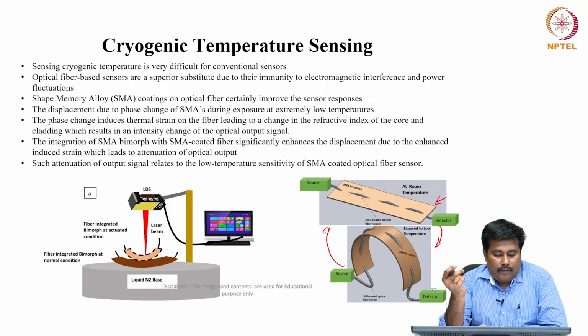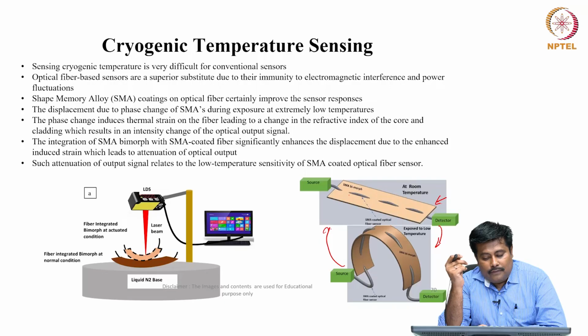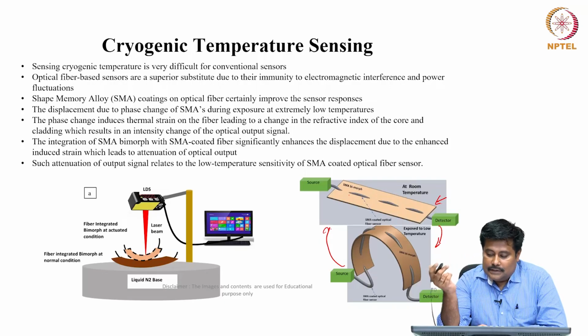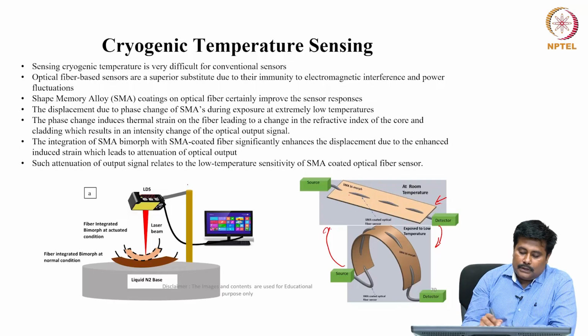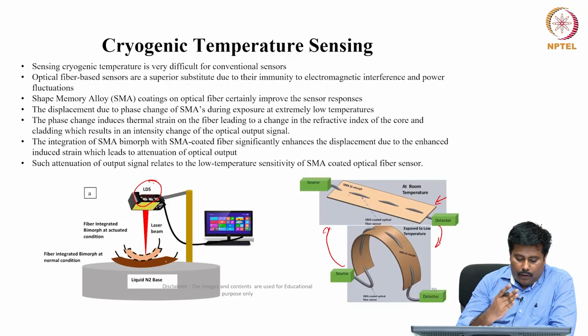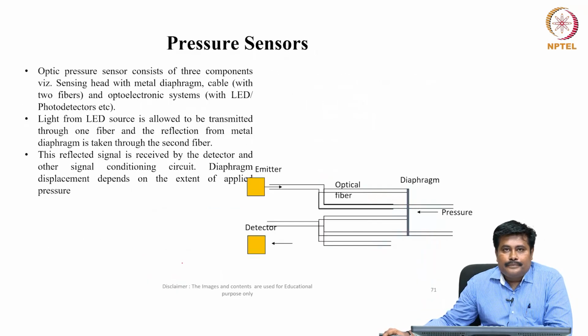The integration of the SMA bimorph with SMA coated fiber significantly enhances the displacement due to the enhanced induced strain, which leads to attenuation of the optical output. Such attenuation of output signal relates to the low temperature sensitivity of SMA coated optical fiber, and this is a kind of an LDS sensor which is deployed to investigate the overall actuation which is happening on an SMA coated optical fiber in the liquid nitrogen environment.